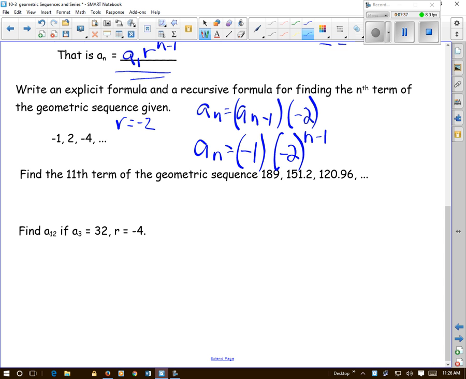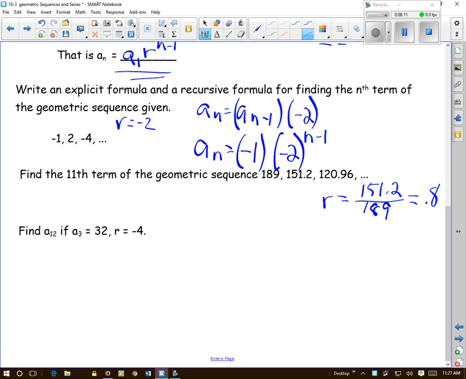We want the 11th term of the sequence 189, 151.2, 120.96. So we'll probably want to grab our calculator to see what r is here. 151.2 divided by 189. Make sure you put the proper thing on top. So what does that come out to? 0.8.